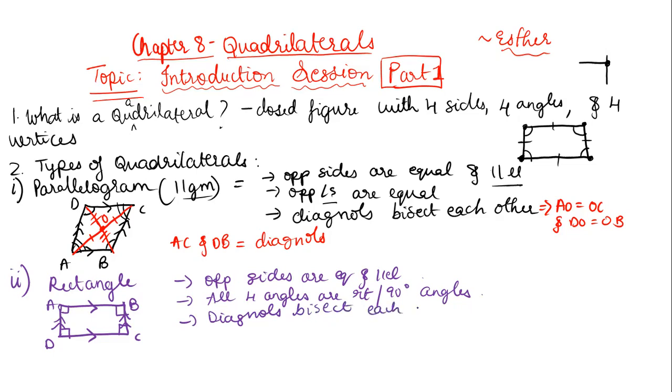Diagonals bisect each other and are equal. Meaning here you know that AC and DB are the diagonals, right? So these diagonals meet at point O and they bisect each other, as well as they're equal. So this statement means that AC is equal to DB as well as AO is equal to CO and DO is equal to OB. Clear? So this is all about rectangle. I hope these points are clear to you.